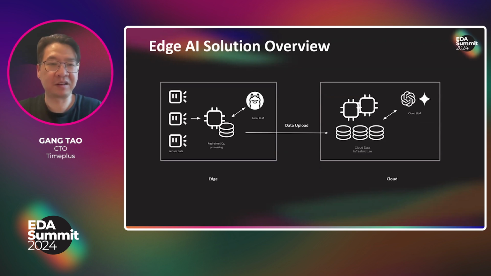So here's the edge AI solution overview. You can see locally on the edge you have your sensors, whatever data is coming in, you process that data locally, and you can leverage a local large language model to process it. At the same time, you can upload the processed data to the cloud later if you really want to do more sophisticated data processing. You can do that as well. But today, I'm going to focus on the edge, and how we can do local anomaly detection there.